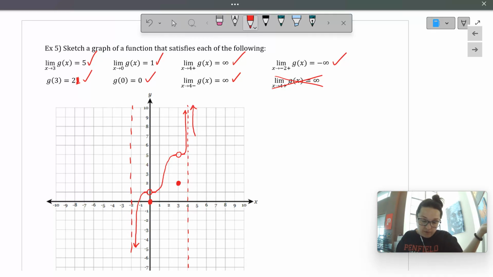So let's see, it says sketch a graph of a function that satisfies these. So you know what, I'm just gonna let this thing do whatever it wants. I have no idea if my graph exists on this side of that asymptote, so I'm just gonna leave it blank and say, this is a graph of a function that satisfies each of the following. I have a limit as x approaches 3 that goes to 5. I have a limit as x approaches 0 of 1. I have function values at 3 and 0. I have a vertical asymptote that applies to both sides of x equals 4. And I have a vertical asymptote from the right-hand side of -2. And everything's done. And that's it.